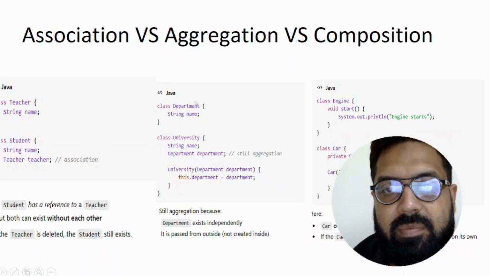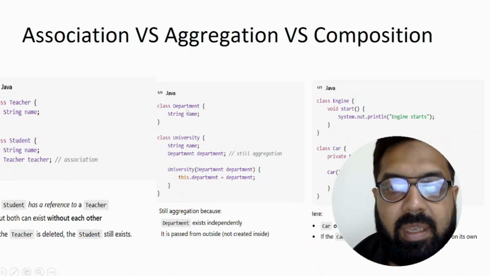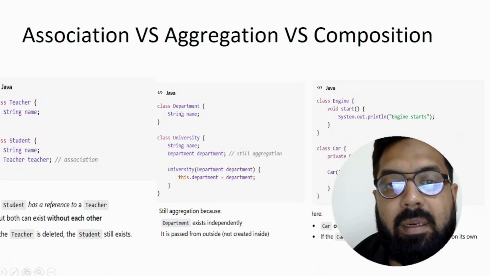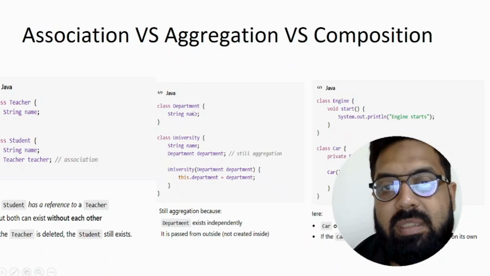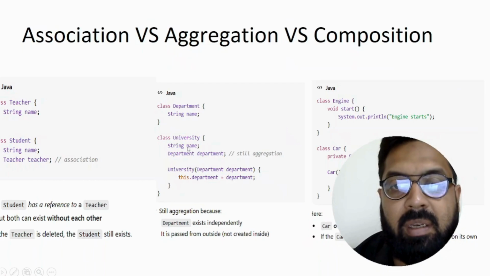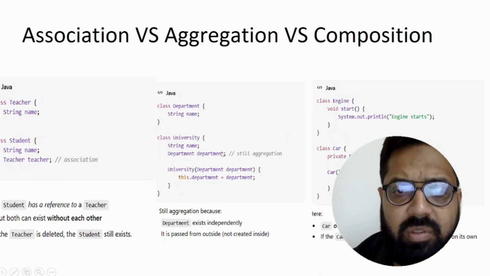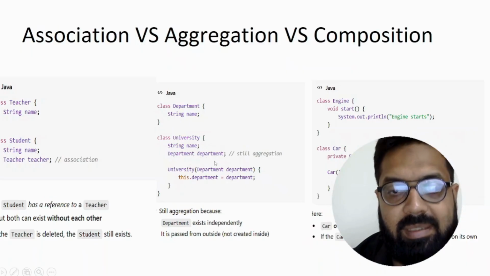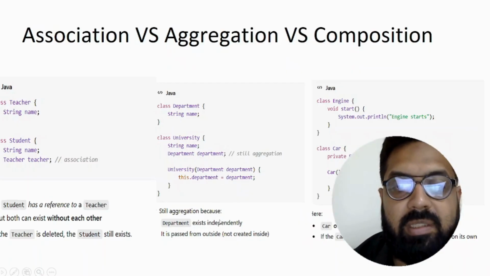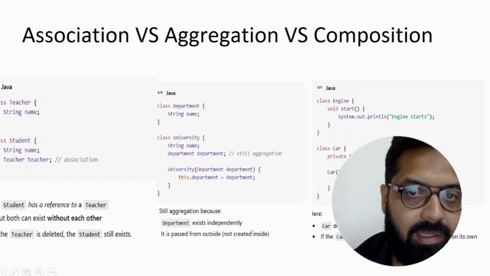Similarly, as far as aggregation is concerned, aggregation uses the same concept, university class. Basically, this class aggregates, or uses the reference variable of the department class in the fields. So it is also a type of aggregation, and in the university class we can see that department is passed in the parameters in the parameterized constructor. Department exists independently, so it is passed from the outside, it is not created inside.